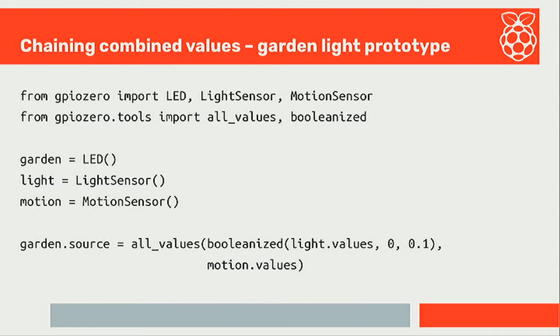That's what it looks like in the code, so this bottom line here. So you've got all the values of the Booleanized light values between 0 and 0.1, which means it's dark, and also paired with the motion values.